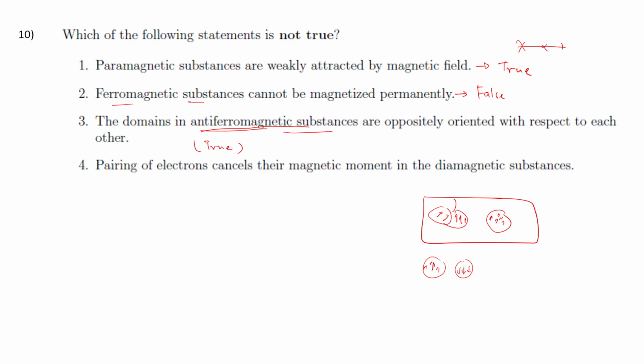And pairing of electrons cancels the magnetic moments in diamagnetic substances. The spin of the electrons actually contributes to the magnetism in materials. In diamagnetic substances, the electrons pair, and the spin up and spin down cancel, and the magnetic moment will be cancelled. So this is also true. So this is the only not true sentence. Okay.